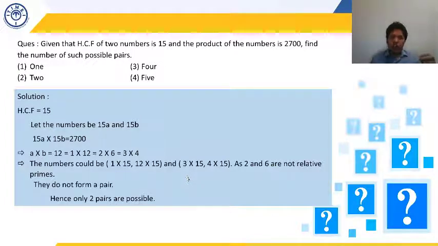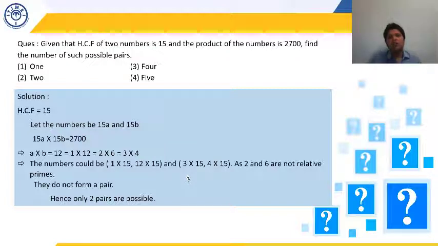When A is 1, B is 12, so one of the numbers will become 15 into 1, and the other number will become 15 into 12. So the numbers we have assumed are 15A and 15B, not A and B. So if A is 1, the number is 15A, which is 15 into 1, and the other number is 15B, which is 15 into 12. Similarly, when A is 3, the number is 15 into 3, which is 45, and the other number is 15 into 4, which is 60. So two possible pairs of numbers exist where HCF is 15 and the product is 2700.